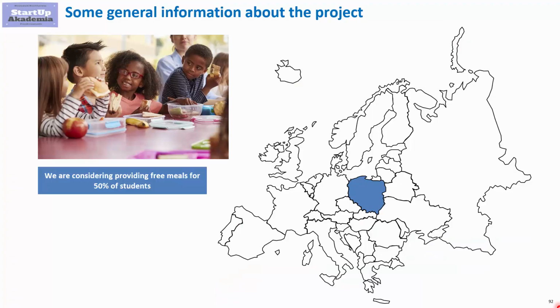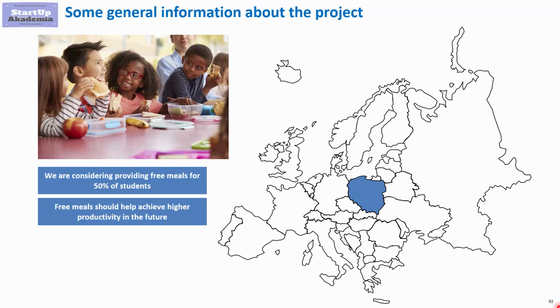So first of all, we are considering providing free meals to around 50% of the students. This is despite the fact that around 20% of the students are suffering from malnourishment. In other words, we will provide lunch to a bigger share of students than on paper we need to do that. Free meals should help achieve two things.